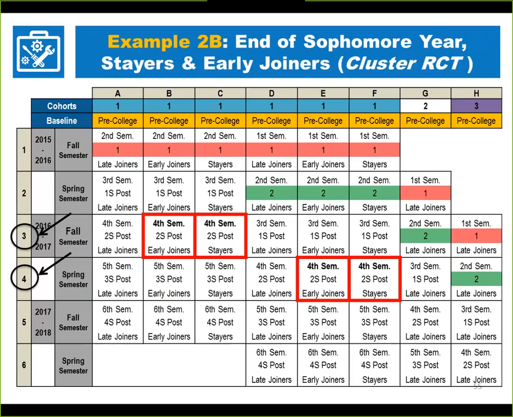For all students, outcomes will be measured 2 semesters post-intervention. And outcomes will be measured at different times relative to the start of the intervention. For some students, outcomes will be measured in semester 3, and for other students in semester 4. Similarly, samples could be identified to examine outcomes for students at the end of their junior year, their 6th semester in college, including stayers and early joiners, which are shown here outlined in pink.